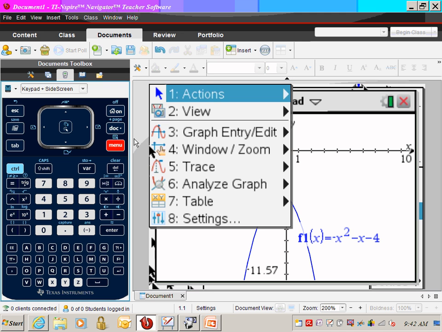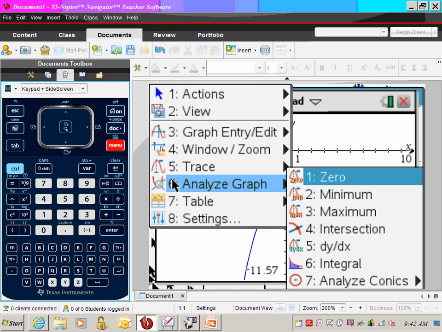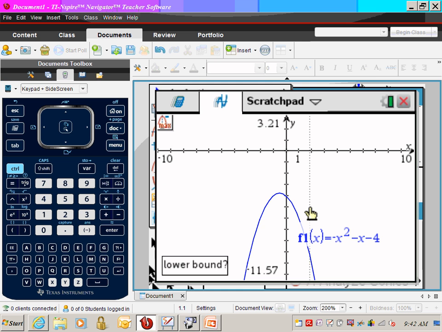So menu, analyze, which one? Maximum. So left click, right click. Doesn't matter what we start in. No. As long as we all get the same maximum. As long as you have the maximum highlighted. Okay, did everybody get a decimal here?